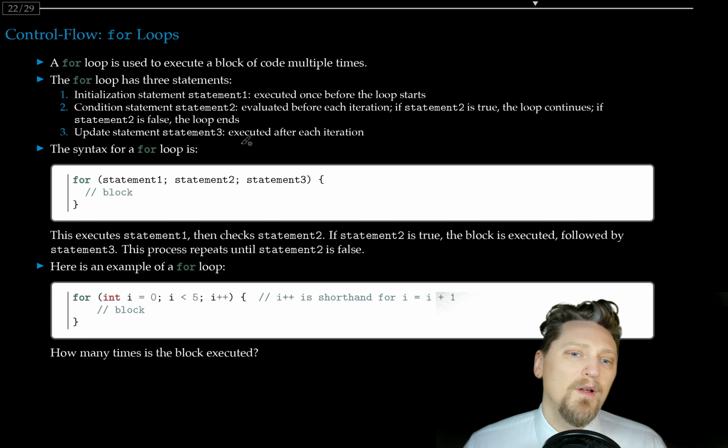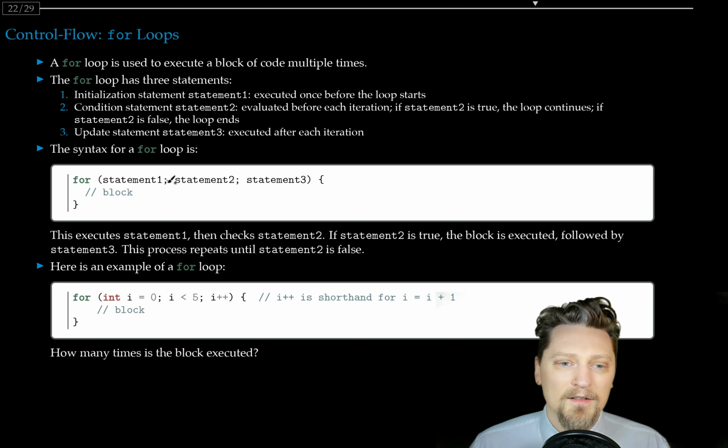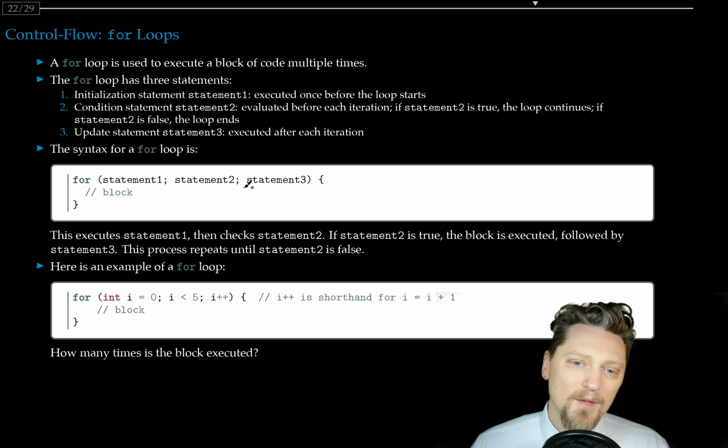Okay, so the syntax for the for loop is: for, parentheses, statement 1, semicolon, statement 2, semicolon, statement 3, and then we have our block. This block gets repeated however many times the condition allows it to be executed.